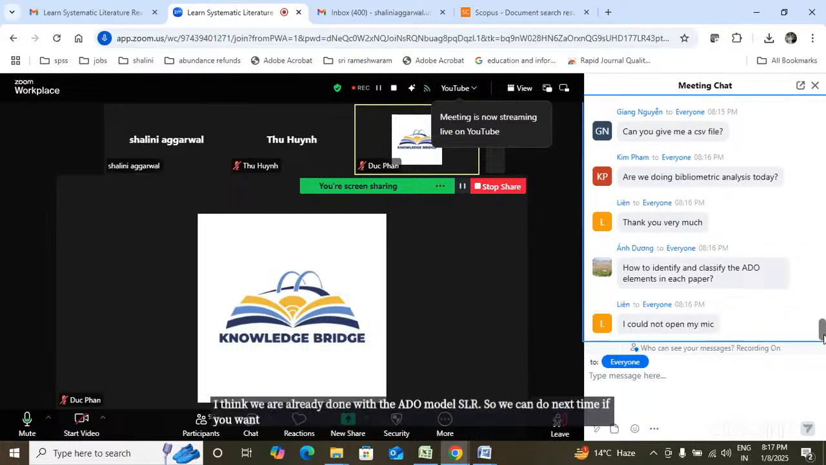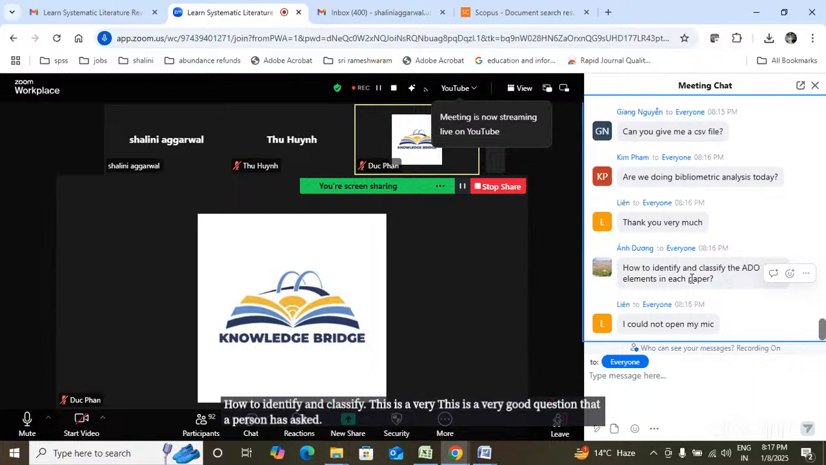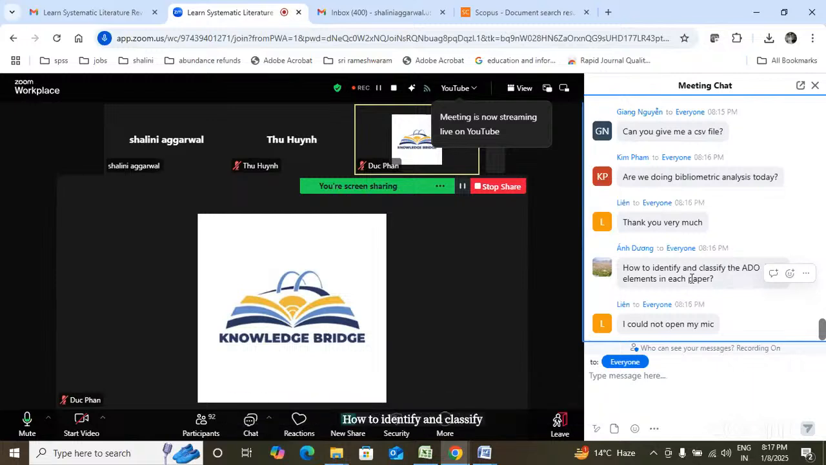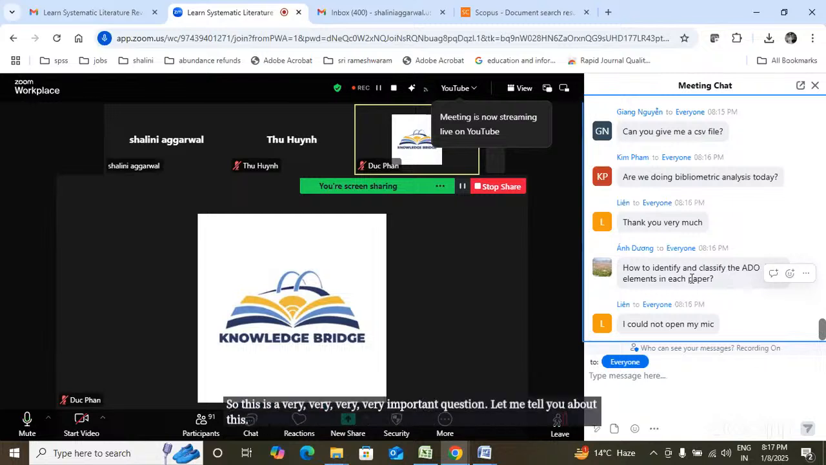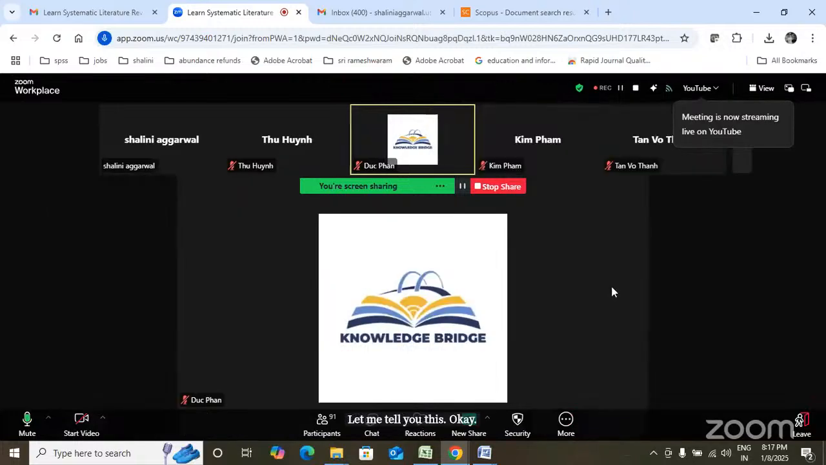How to identify and classify the ADO elements in each paper? This is a very good question that a person has asked, and a very important one. Let me give you an example of how I did this with one of my friends.